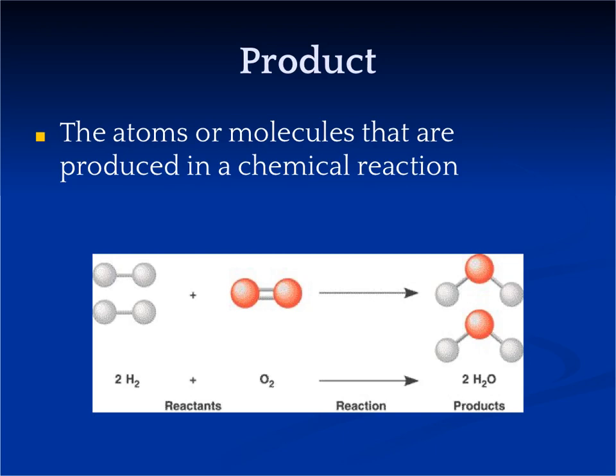Remember that the reactant is always on the right side of the arrow, and the product is always on the left side of the arrow.